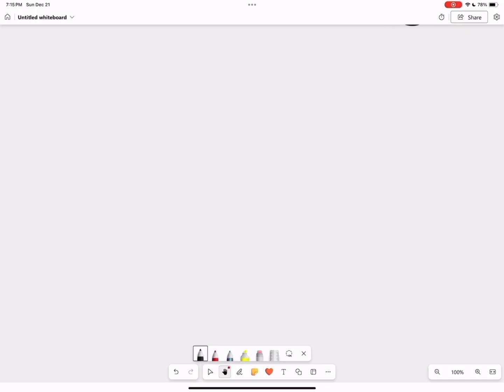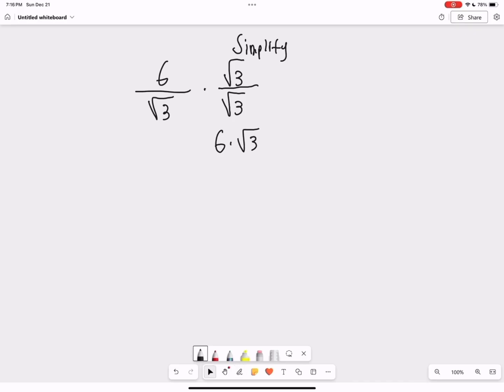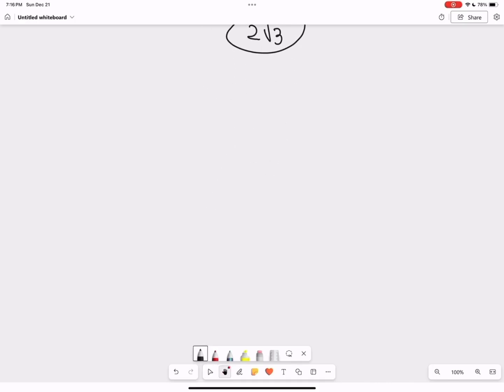So let's try another one. Let's try 6 over the square root of 3, and we're being asked to simplify. So let's apply the rationalizing. We times the bottom because it's the identity, and we times the top as well. So it becomes 6 times the square root of 3 all over 3, which is 6 times the square root of 3 divided by 3. Now, 6 divided by 3 is 2, so it becomes 2 times the square root of 3. Cool.